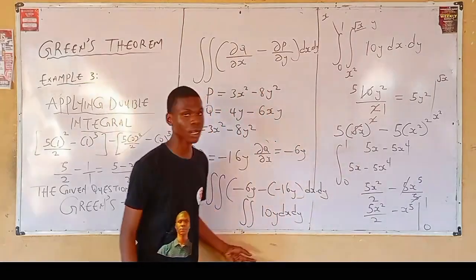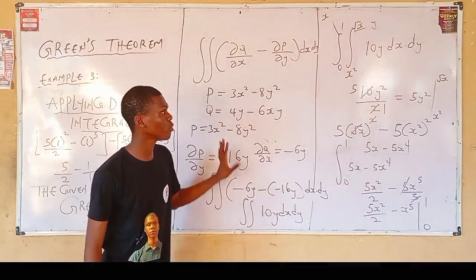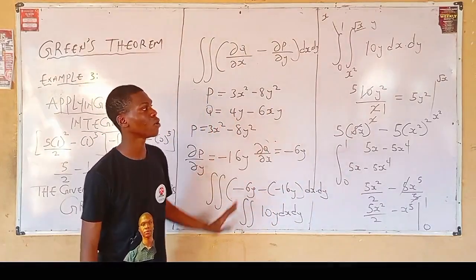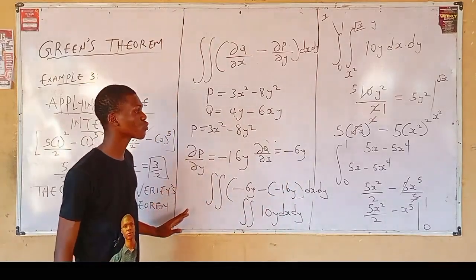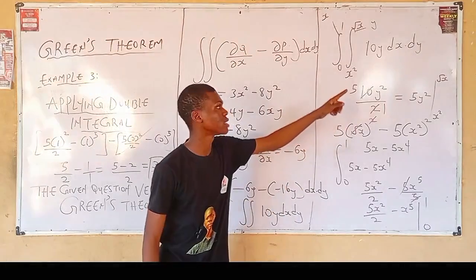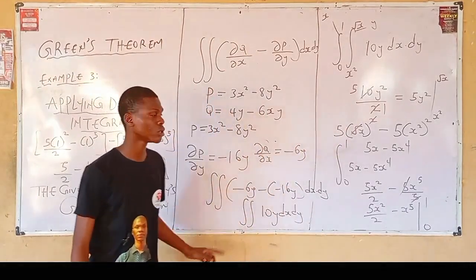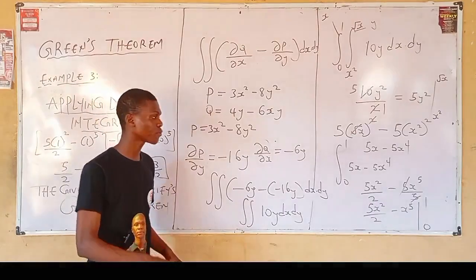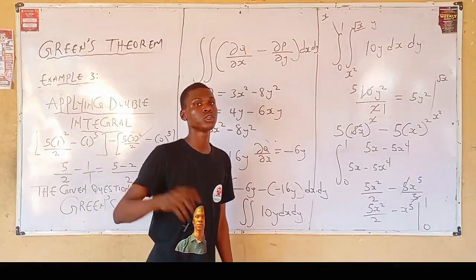Then for your line integral, you determine your limit on how each curve moves, when you plotted it on your graph. From what we did previously, we saw that the first one moved from 0 to 1, and the second one moved from 1 to 0. We move in a counterclockwise direction. So where it is starting from takes your lower limit, where it is ending takes your upper limit. So that's how it works.